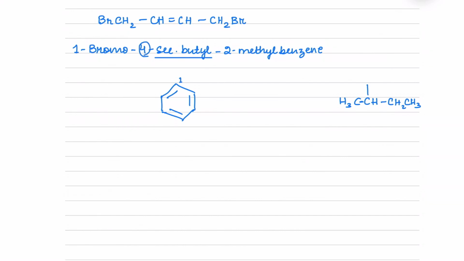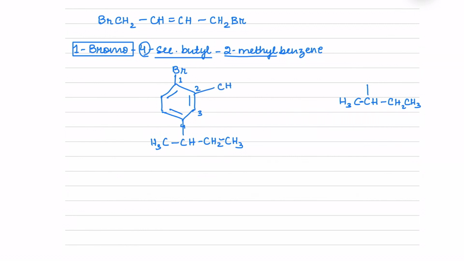So let us start assigning numbers. 1, 2, 3, 4. Here H3C, CH, CH2, CH3. In the first position, bromine will be attached. Br will be attached here. In the second position, methyl will be attached. CH3 will be attached here.